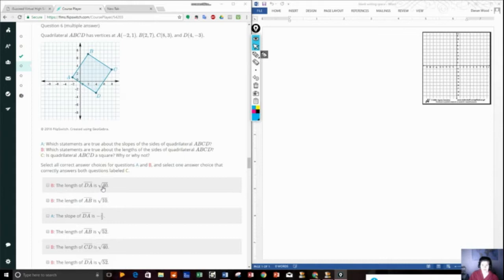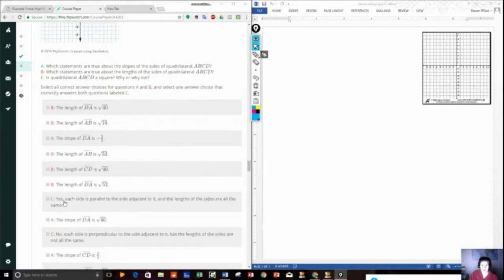B, the length of DA is the square root of 40. Okay, so they're leaving it in exact form for the lengths, and for the answers for A, the slopes are left in fraction form. And then we're looking for question C. Yes, each side is parallel to the side adjacent to it, and the lengths of the sides are all the same.